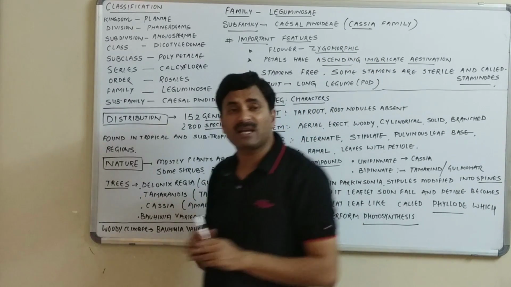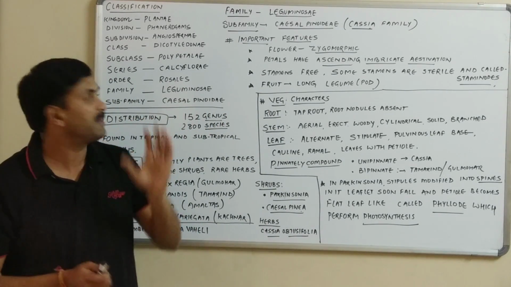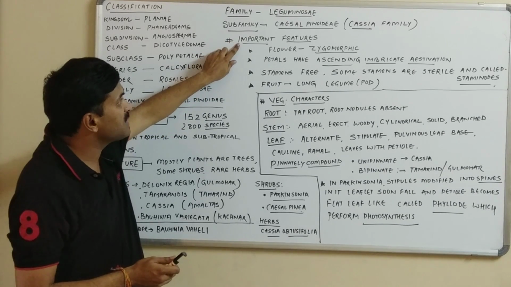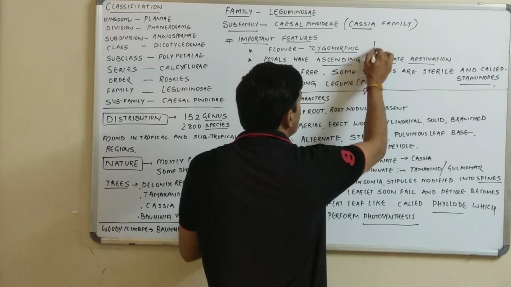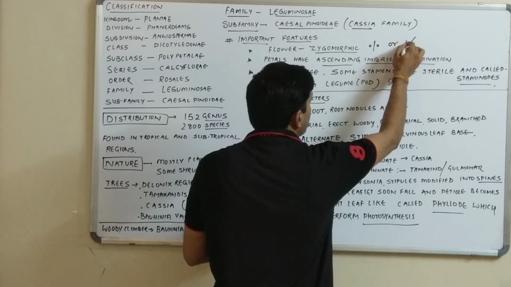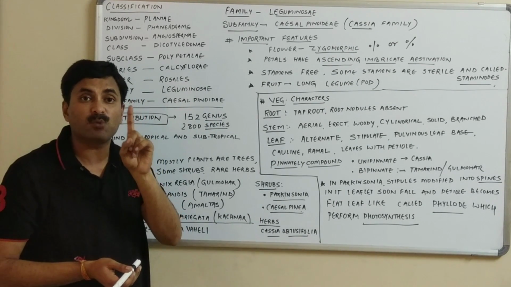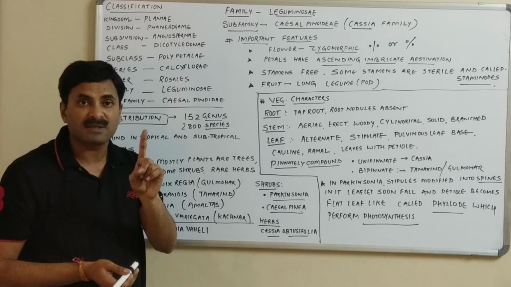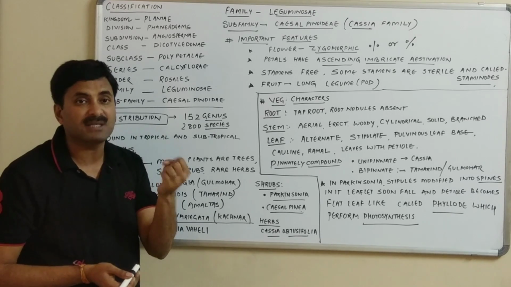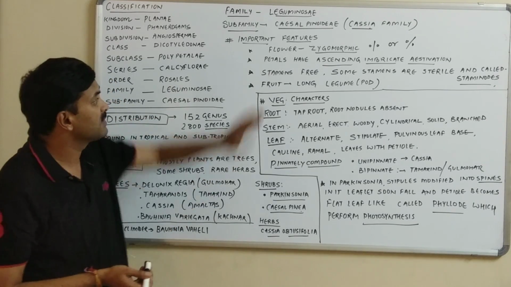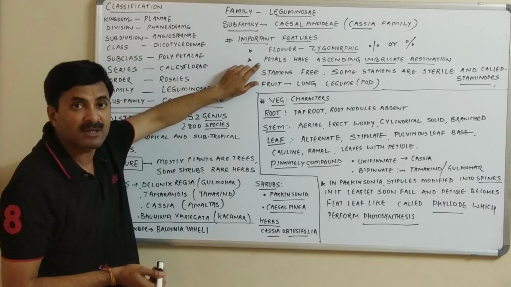Now, after discussing the classification, you must know the important features of that family. The very important feature of this family is that the flower is zygomorphic. A zygomorphic flower is denoted by this sign. What is a zygomorphic flower? A flower which, when cut in one plane, gives two equal parts. But if we try to divide the flower in more than one plane, we will not get two equal parts.